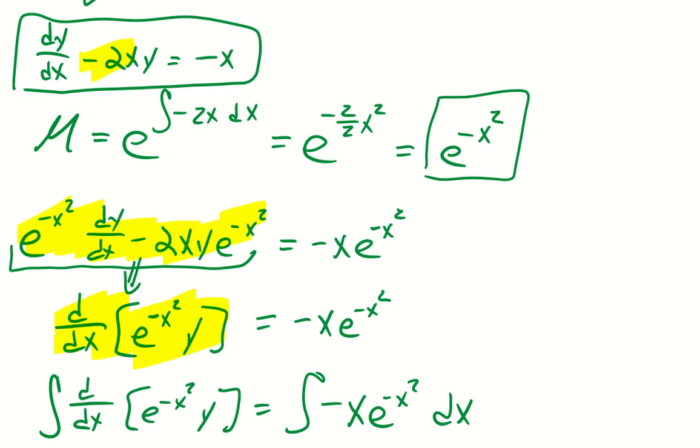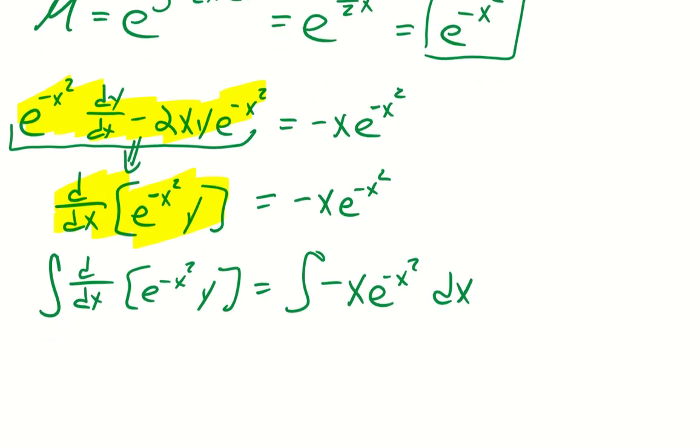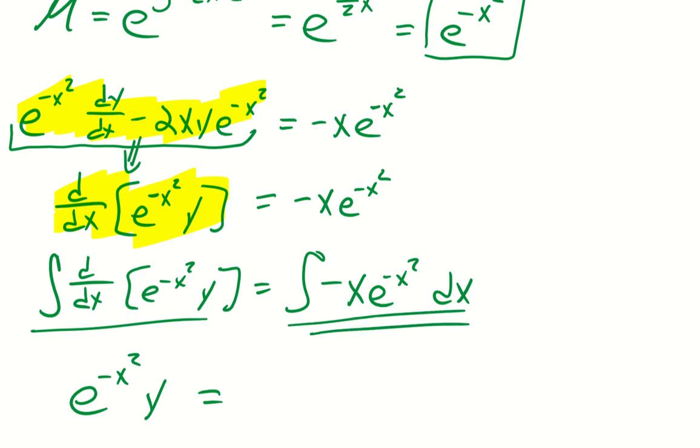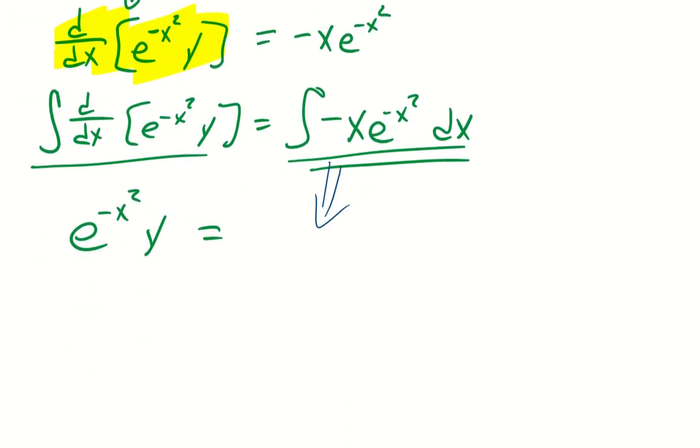The right-hand side is also with respect to x. So we know the fundamental theorem of calculus. The left-hand side is just e raised to the minus x squared power times y. But what about this right-hand side? It's not exactly clear what this is, but it seems we can do a u substitution. So let's think about that for a little bit.